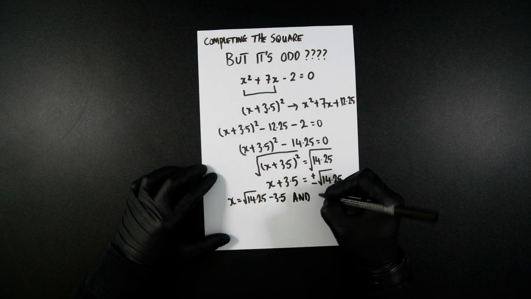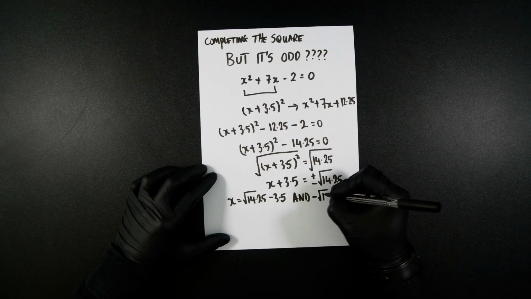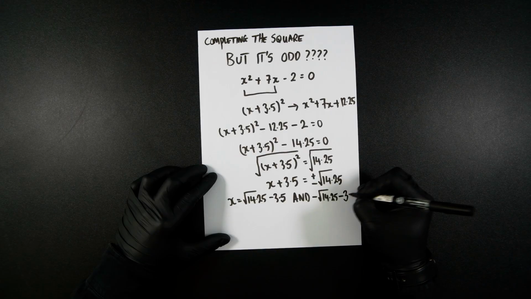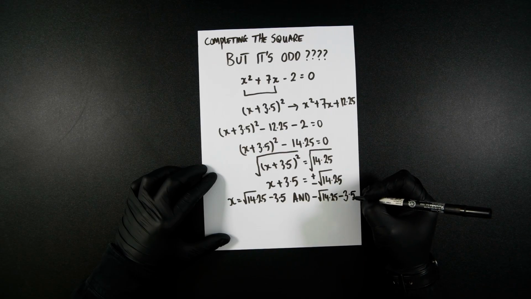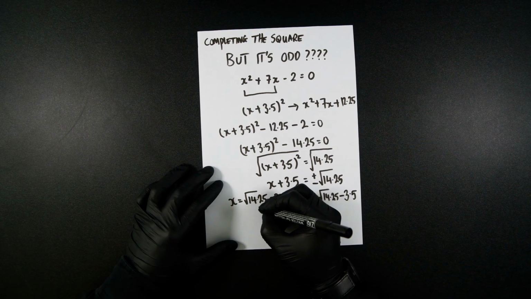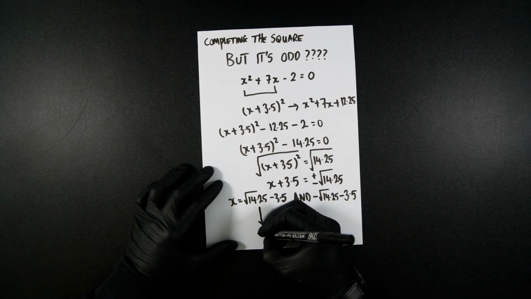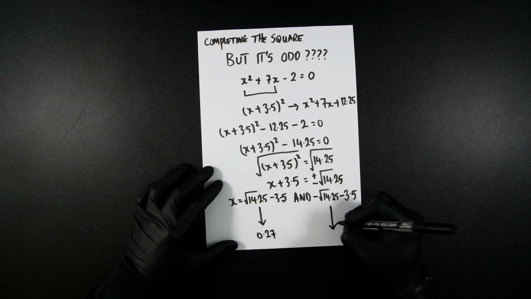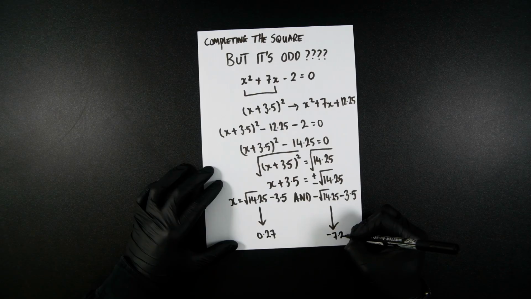and minus root 14.25 minus 3.5. Just so that you can see what that actually is represented on a graph, this would be 0.27 and this would be minus 7.27.